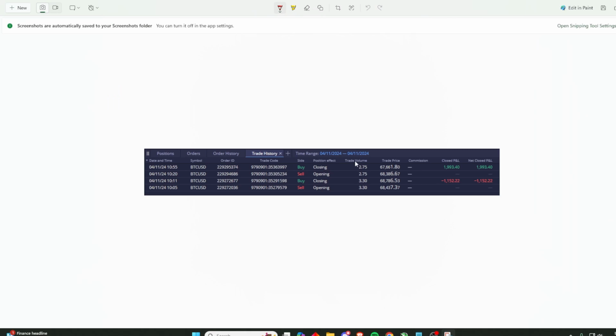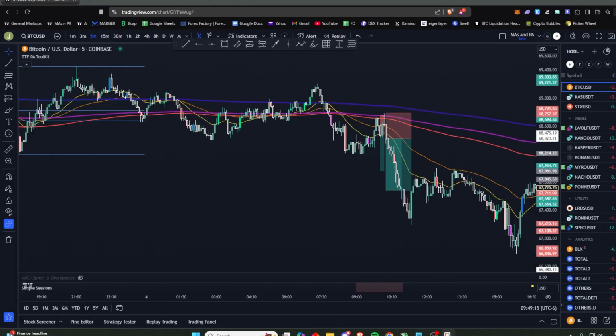Let me try and maximize this. As you can see, this is November 4th, and I lost that first trade, but I won the second one. So about 800 bucks with a little bit of slippage, unfortunately. Risking 1,000 to make 2,000, but all in all, nice day.